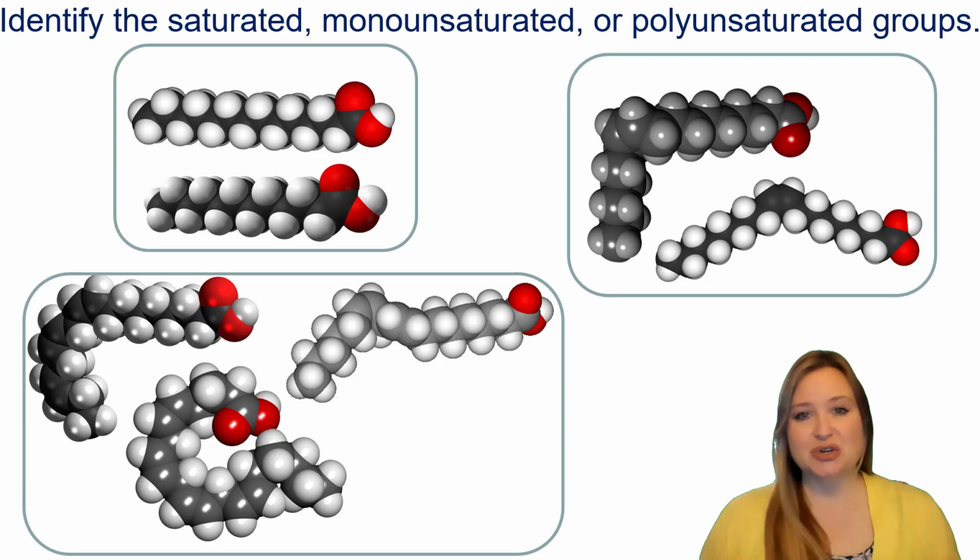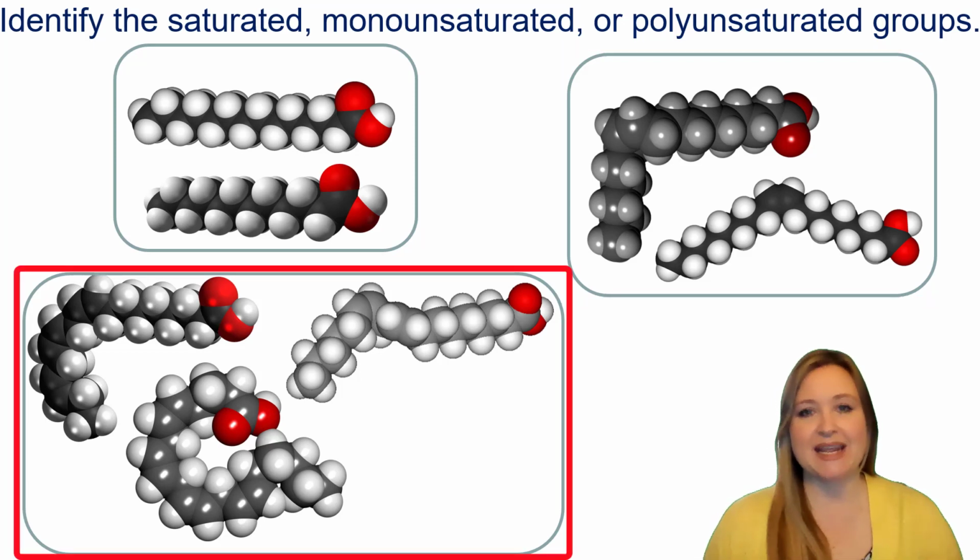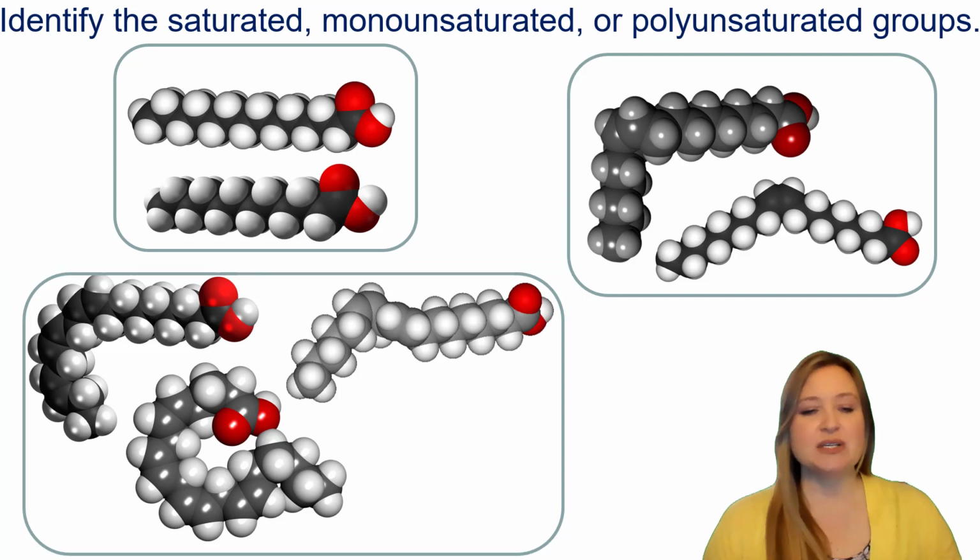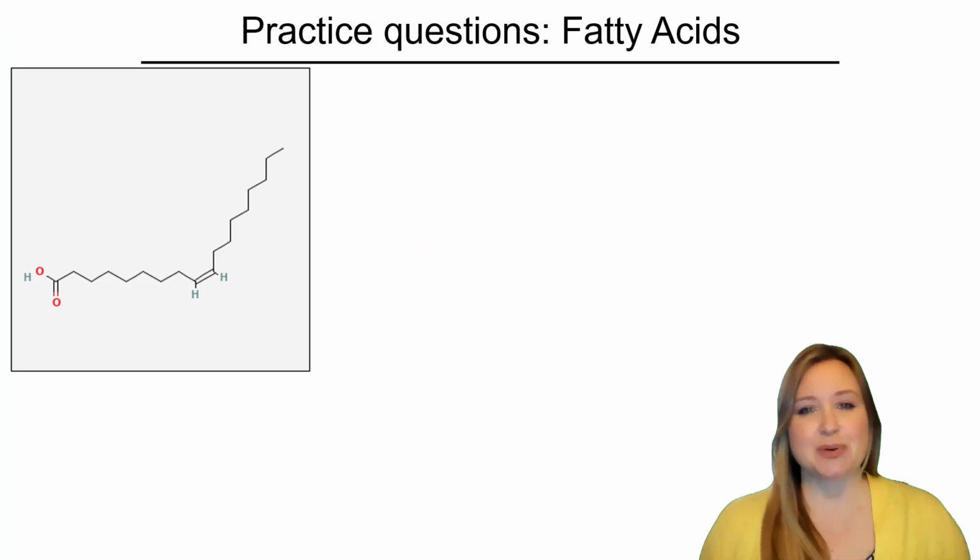Now that leaves this group, which are the polyunsaturated fatty acids that have more than one double bond. And so will have more than one bend in their structure. And so we see there's a great variety of structures that we can have here between saturated, monounsaturated, and polyunsaturated fatty acids. Okay, this is the last practice question.